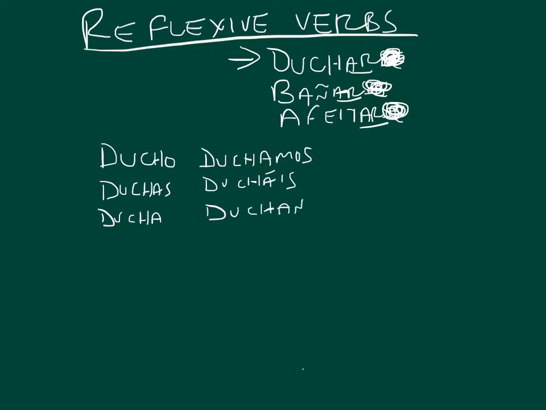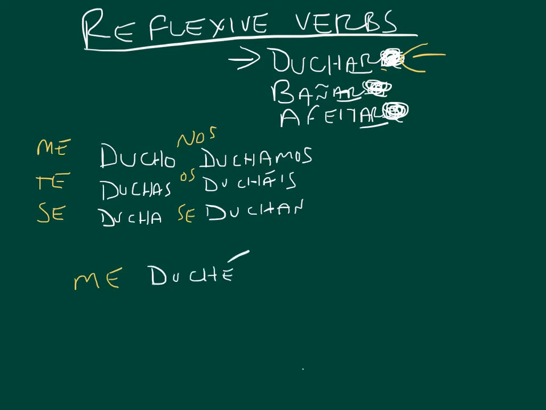Now, however, because this is reflexive and we do have that "se" at the end, we need to put the reflexive pronoun in. So we're going to conjugate it like this. Me ducho, te duchas, se ducha, nos duchamos, os ducháis, and se duchan. Now, I conjugated this in the present tense. However, you can conjugate it in any tense. So I could say me duché if I wanted to use preterite. Me duché, te duchaste, etc.